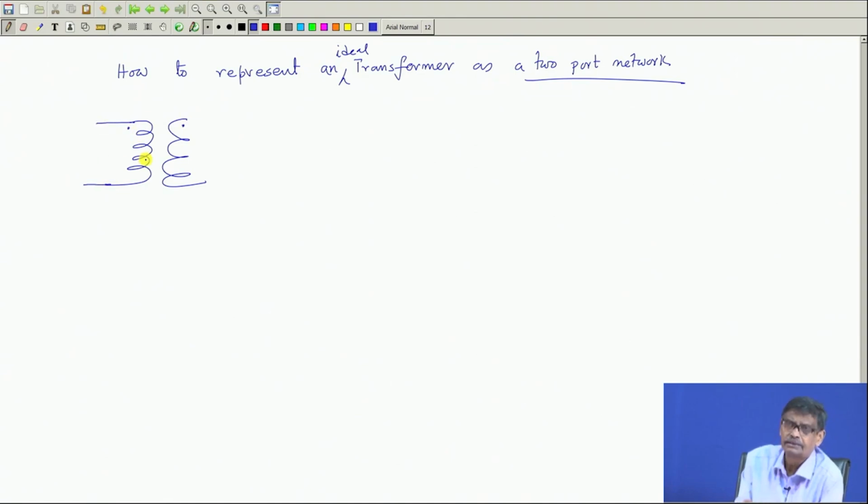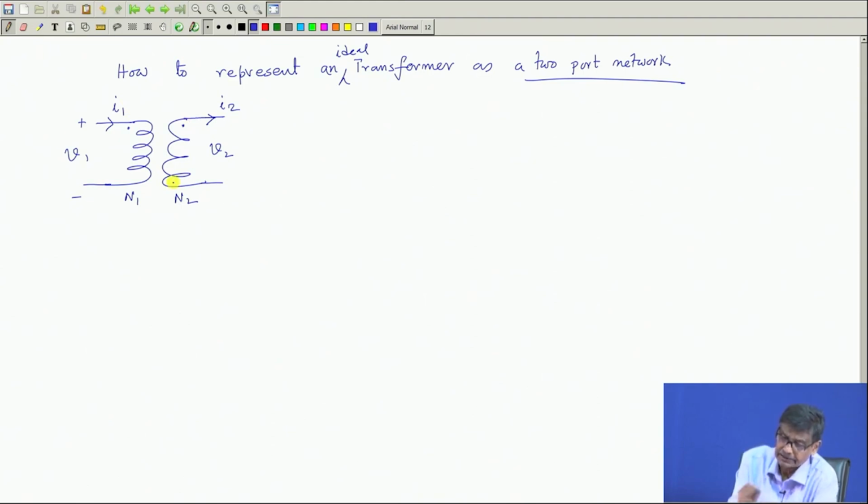Ideal transformer means no resistance, no leakage flux, etcetera. And if you apply a voltage here, you will get some induced voltage there. This is number of turns N1, this is number of turns N2, and if it delivers a current I2 in this direction, as a 2 port network, this is I2 and this is I1. Let us write the direction, it is my choice.